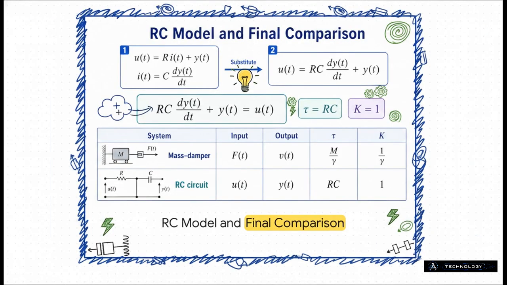By substituting the capacitor's current equation right into our voltage loop, we can rearrange the terms, and once again, we perfectly reconstruct our standard first-order form. But in this electrical reality, our time constant tau simply becomes resistance times capacitance, and our static gain K is a perfect 1. Believe it or not, this exact relationship is the fundamental basis for the audio filters that cleanly cut out high-frequency noise in your favorite pair of headphones.